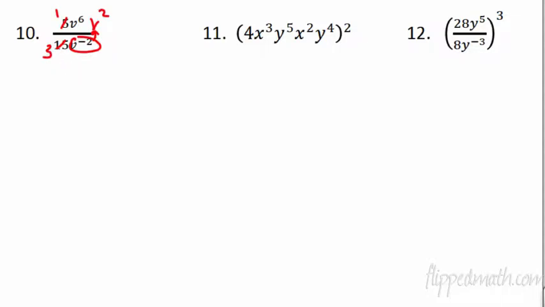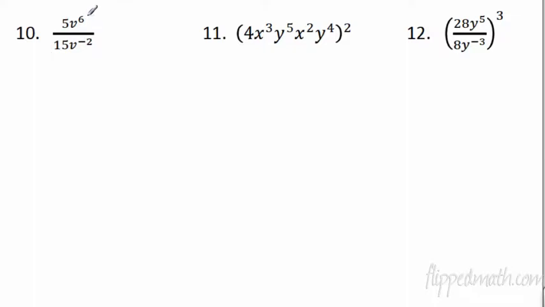See how that works? So on top, we get v to the 6, v squared. That's going to be v to the 8th. On the bottom, we get a 3, and remember that v to the negative 2 went up, so it's no longer there. So we get v to the 8th over 3. That is the final answer. Let's do it the other way.